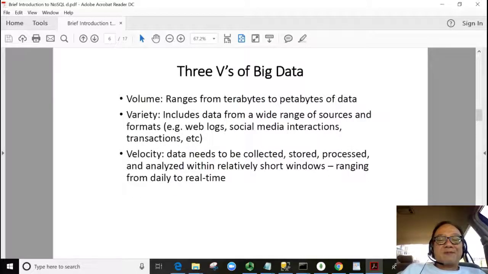Here are some characteristics about big data. Big data has large volumes of data. Big data is both structured and non-structured.